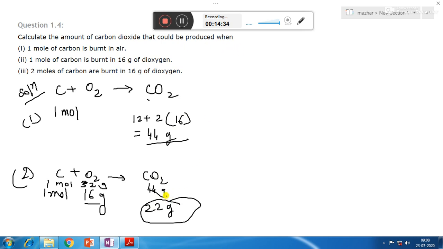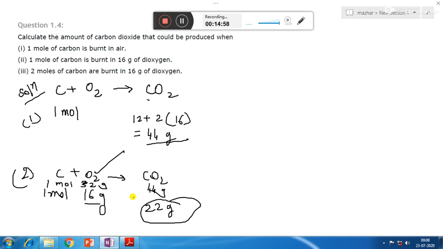So the amount of product formed depends upon the limiting reagent. We can see that 32 gram oxygen produces 44 gram carbon dioxide. Now 16 gram is half of 32, so the carbon dioxide formed will also be half, that is 22 gram.